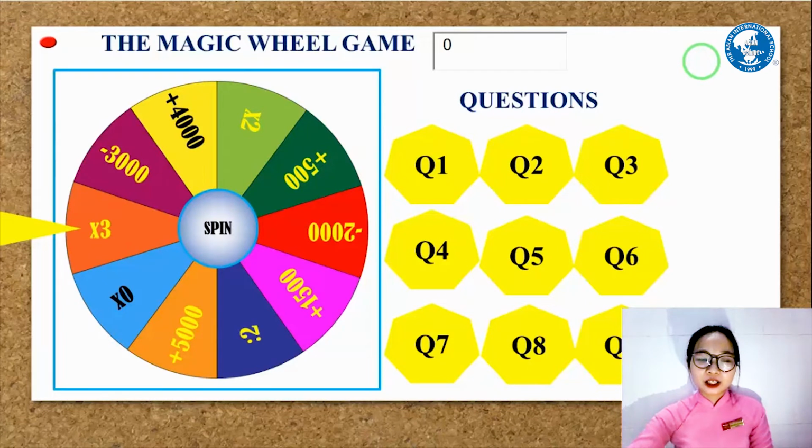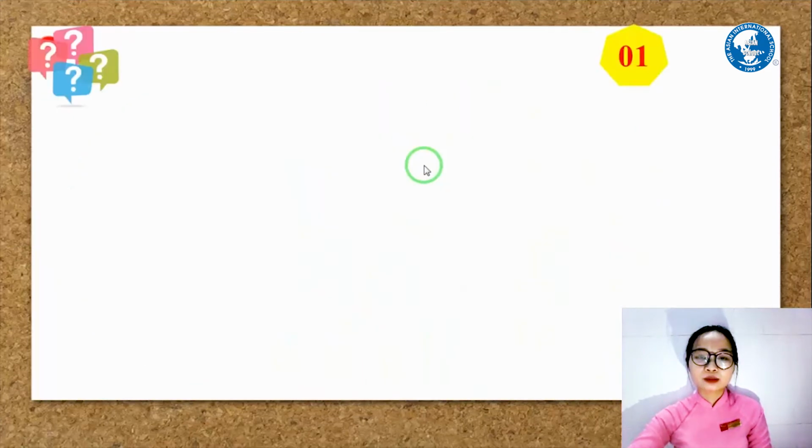Okay, now it's time to practice what we have just learned. We'll play a small game called the Magic Wheel. In this game, we need to answer 9 questions. After answering each question correctly, we can spin the wheel to get a random value. Let's see how many scores we can get at the end of this game. We'll start the game with 0. Okay, come to the first question.